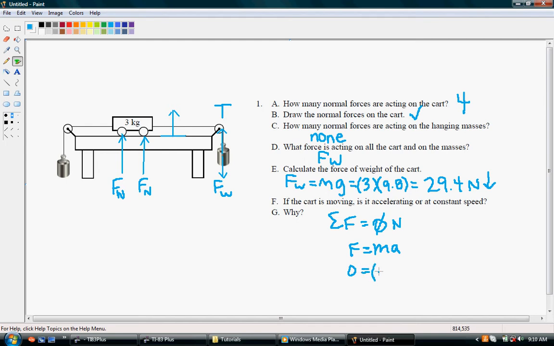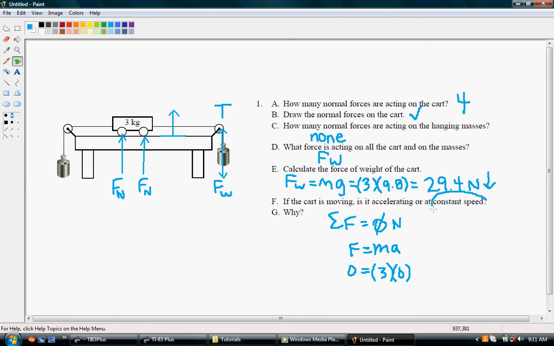Times our mass, which is 3. So what is our acceleration going to be? If our force is 0 and our mass is 3, acceleration has to be 0 as well, because 0 times 3 is going to give us 0. So we know that this object is not accelerating. So if the cart is moving, is it accelerating or at a constant speed? It's going to be at a constant speed.